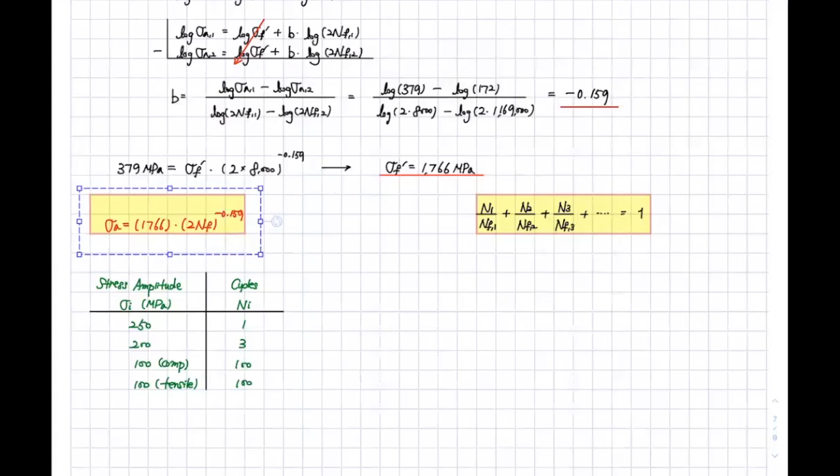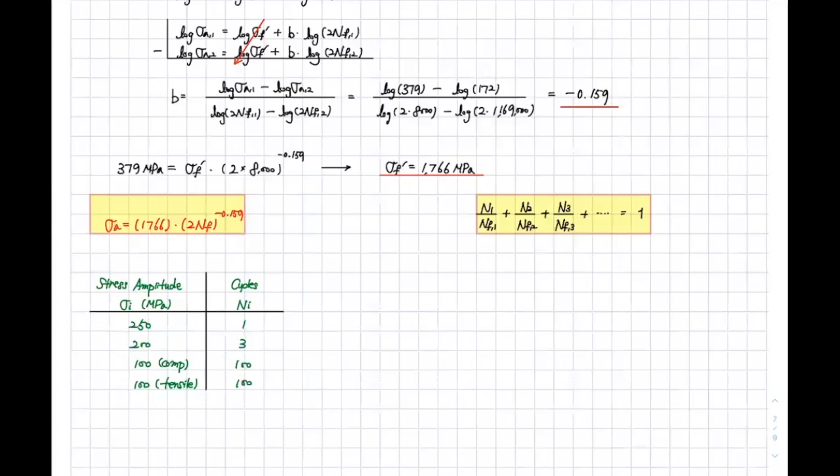All right. And then we have to get each failure of cycles: first case, second case, third case, and here is the fourth case, right? We have the number of cycles, number of cycles blocked, but we have to get the cycles to failure in each case, when the amplitude is 250, 200, 100, or 100 in compression and tension.